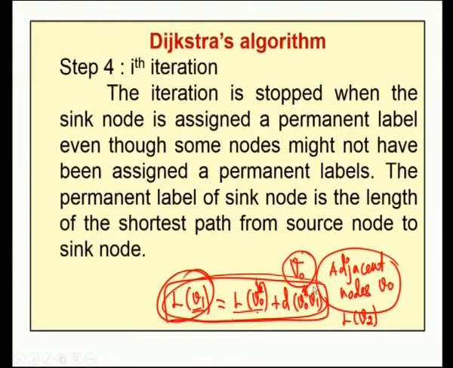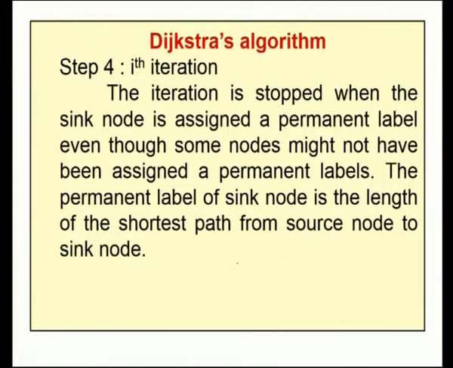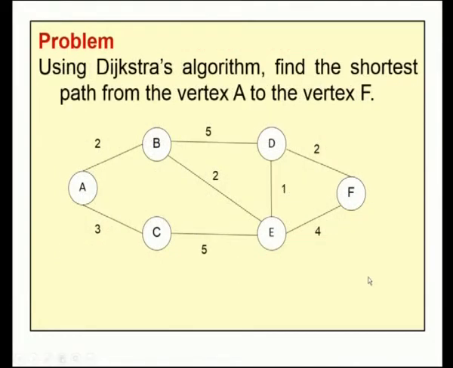Repeating this procedure, finally we will reach the final node, which we call the source node. Suppose our source node is V8, and we assign L of V8 equal to 9. Since V8 is the final node, the length of the shortest path from the sink node to the source node is 9, and by the backward procedure we can obtain the shortest route. Now, with the help of this Dijkstra algorithm, we will find the shortest path and its length for a given network diagram.